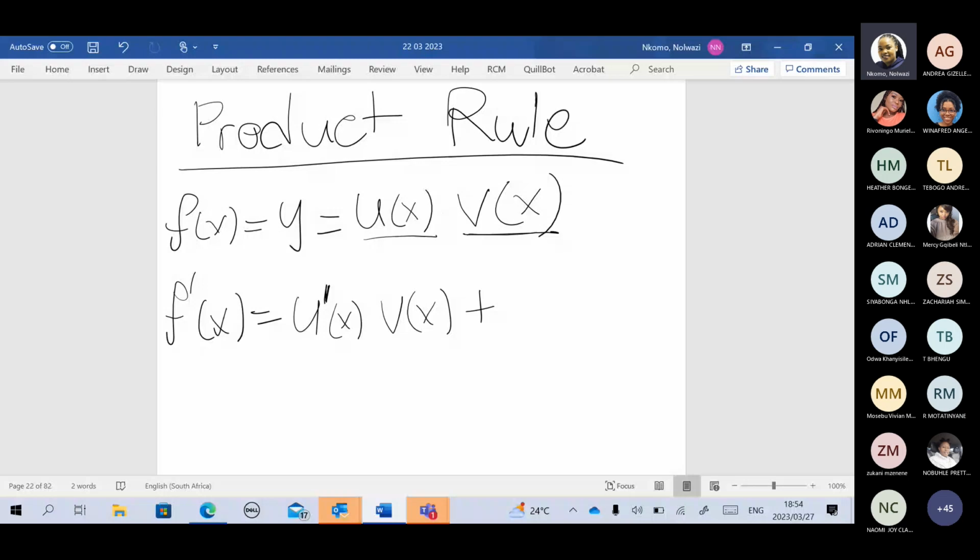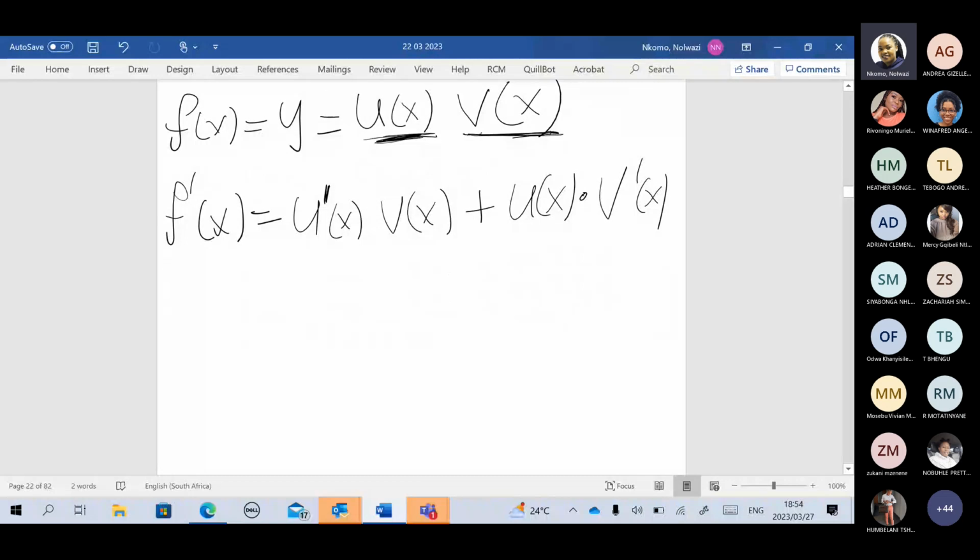So it means we have plus u at x times we differentiate the second function, right? So this means f prime at x, the product rule would be we differentiate the first function, we keep the second function as it is, then plus we keep the first function as it is, we differentiate the second function. Or another thing, you can write this function as in, suppose you are given your function as y equals u at x times v at x.